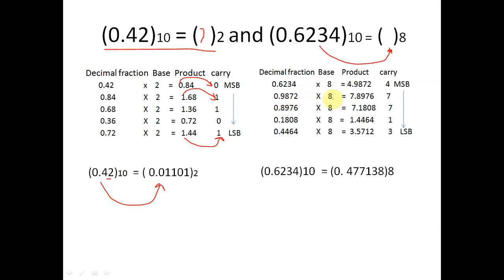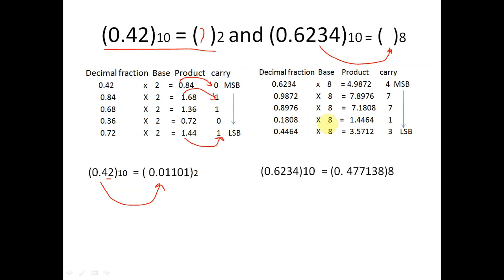0.9872 multiplied by 8, the product is 7.8976. Here the carry is 7. For the next part, give only 0.8976 multiplied by 8, the answer is 7.1808. 7 is the carry and 1808 is the fraction part. This fraction part is used for the next step.